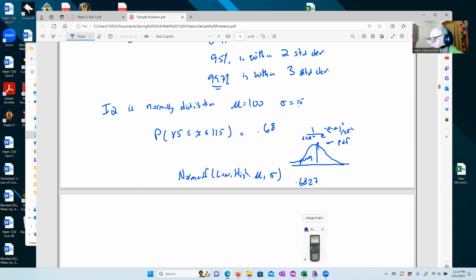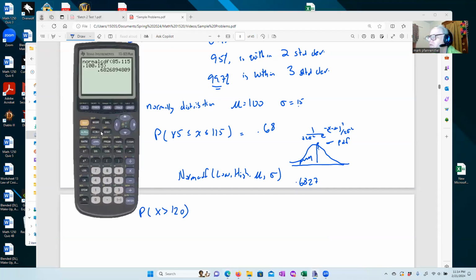What if I wanted to figure out, okay, what's the probability that x is greater than, and pick a high IQ that you'd like to beat, 120. What's the probability that x is greater than 120? What we're going to do is go back to norm distribution, second function distribution. We're going to go to norm CDF, okay?